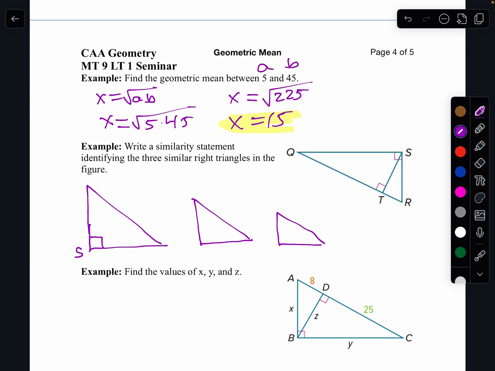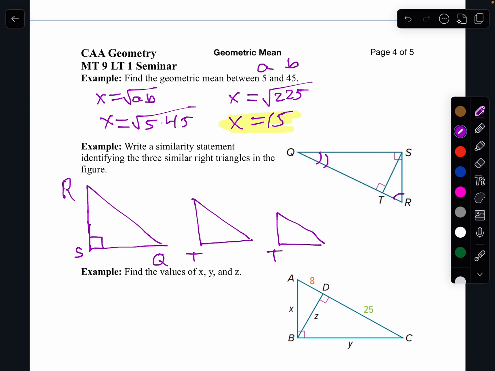And my two smaller triangles, they're both at T, aren't they? Now, in my big triangle, I've got angles Q and R. I don't care where you write them. Q and R. So I'll put one arc on R and two arcs on Q just to show that.